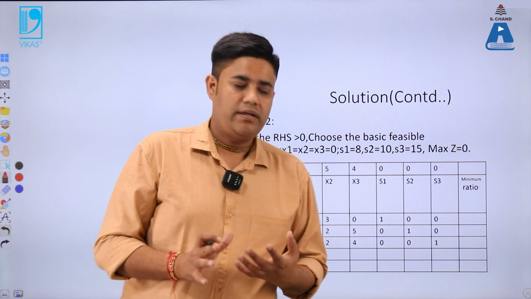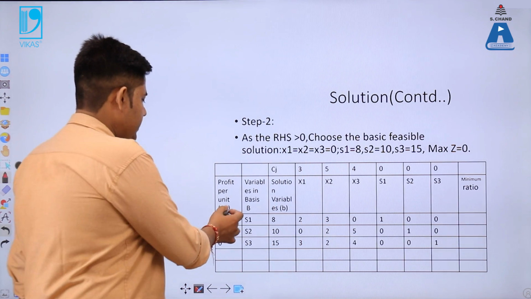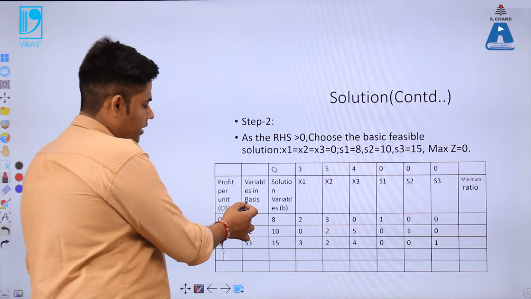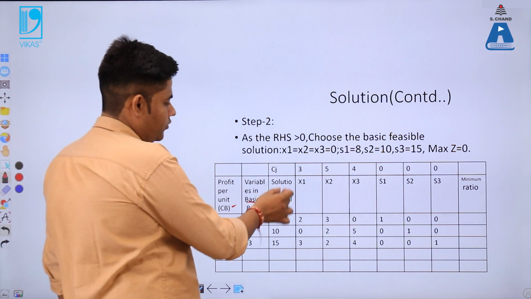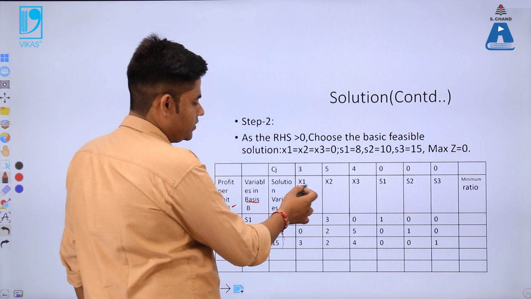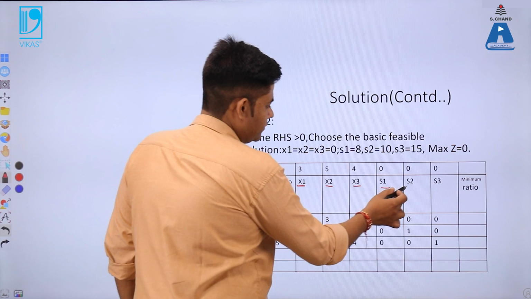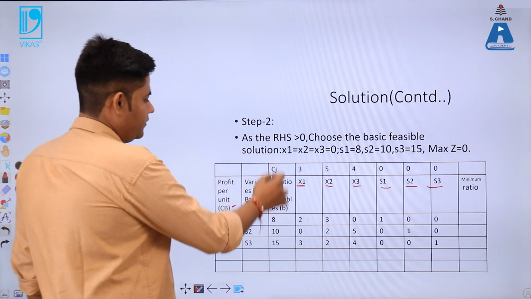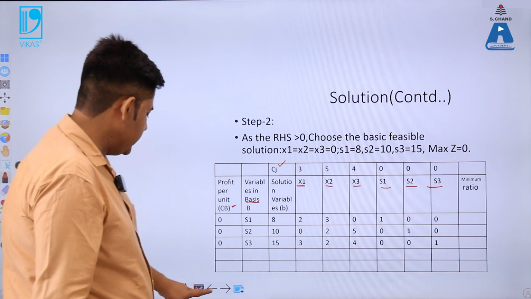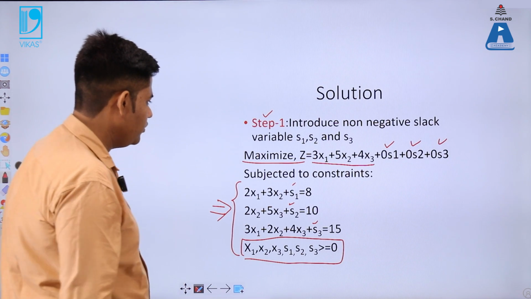a fixed format. What is that format? I need to write CB, which is the profit per unit. Then variables, or you can say basis, and a solution variable. Then you need to write all the objective function's decision variables, which are x1, x2, x3, s1, s2 and s3. And above that solution you need to mention Cj values. What is Cj? Cj are the objective function's coefficients.